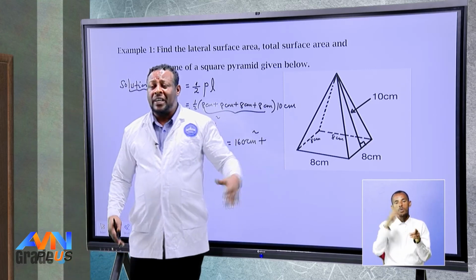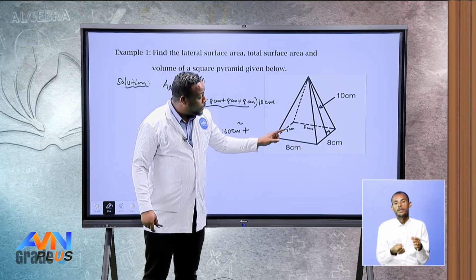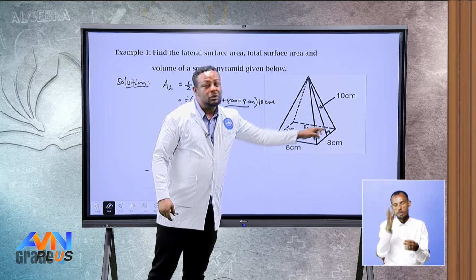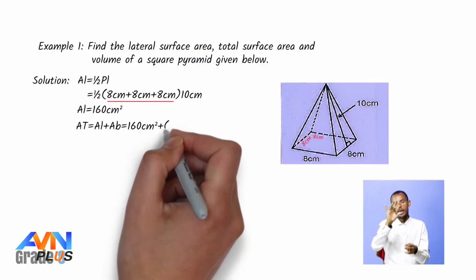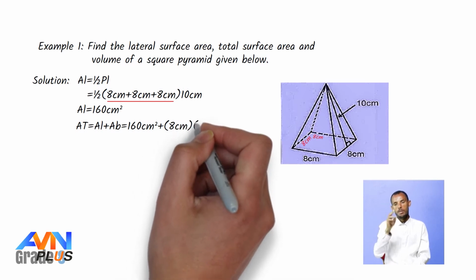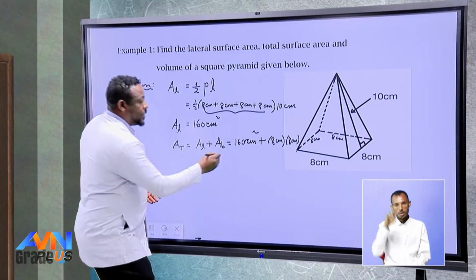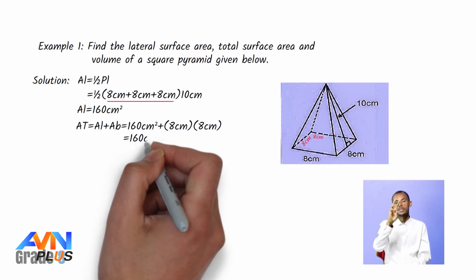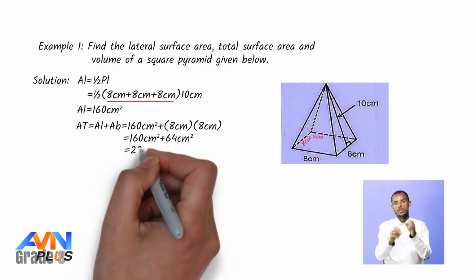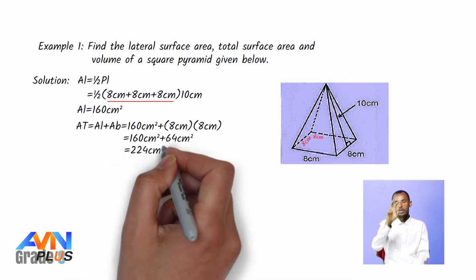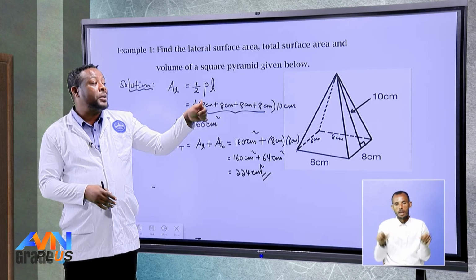Do you remember how we can calculate the area of a square? The area of a square is the product of length times width. Since the length and width are the same, you multiply 8 centimeter by 8 centimeter, so the result becomes 64 centimeter square. So this is 160 centimeter square plus 64 centimeter square, and the sum becomes 224 centimeter square. This is the total surface area of the given pyramid.